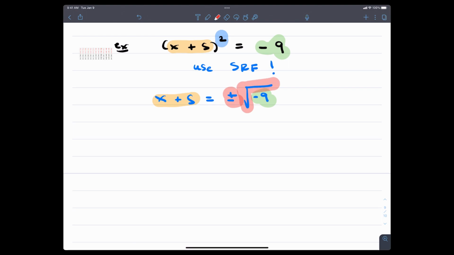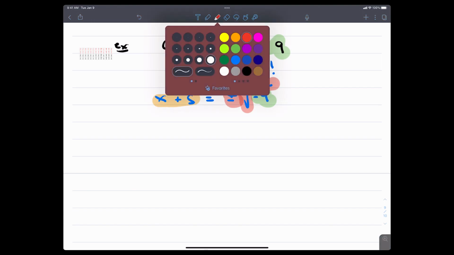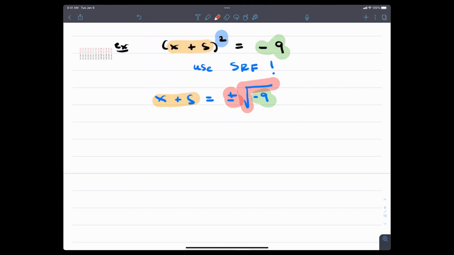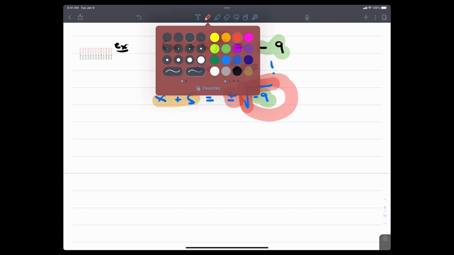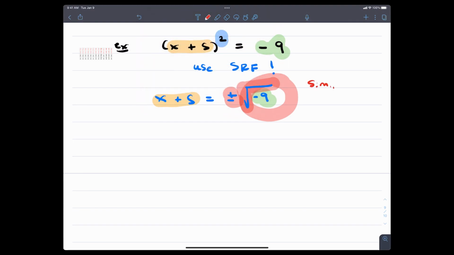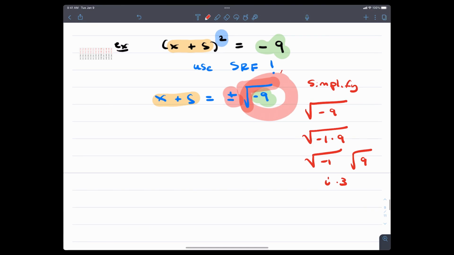So what is the square root of -9? You remember what you got to do here? This over here was part of your test. What should you know how to do? Simplify, evaluate, right? That was on your test. So you have the square root of what? -9 becomes -1 times 9, the square root of -1 times the square root of 9, i times 3. So this becomes 3i. So ladies and gentlemen, you have x plus 5 becomes plus or minus 3i.